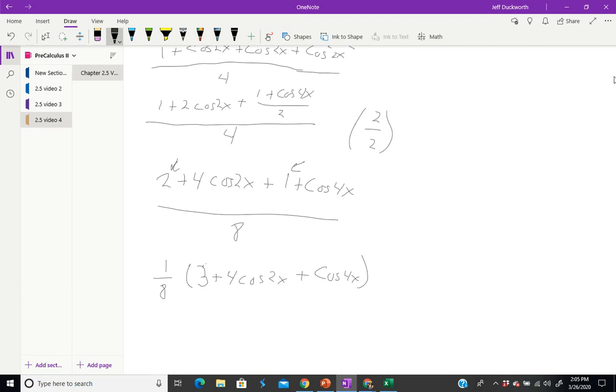If you wanted to, you could leave this as 3/8, 1/2, and then 1/8, if you wanted to. I factored out an 8. Anyway, all of these are in the first power of cosine. Each of them is in a multiple angle, so we have completed what the instructions asked for.